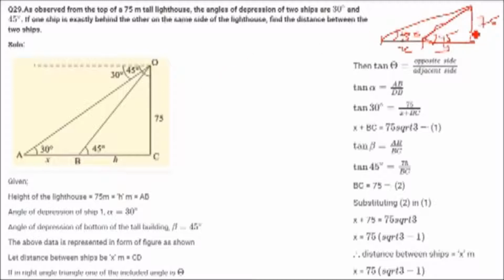So when we take the shorter triangle, or this triangle, tan 45 will be equal to 75 by y. Tan 45 is 1, so y equal to 75. This you got as 75. This and this are same.